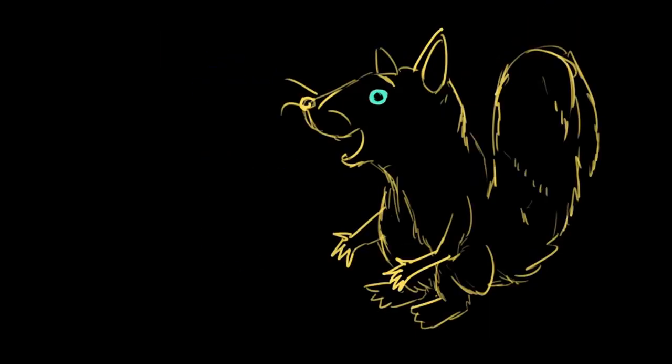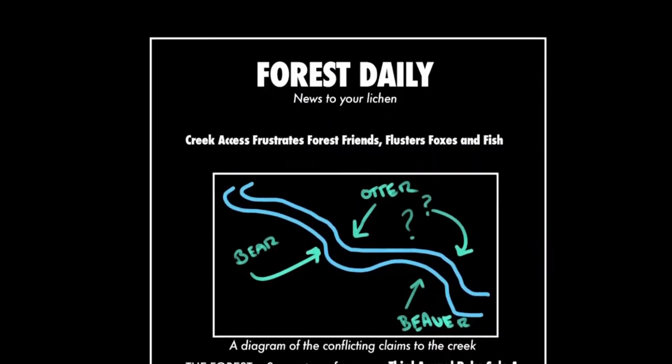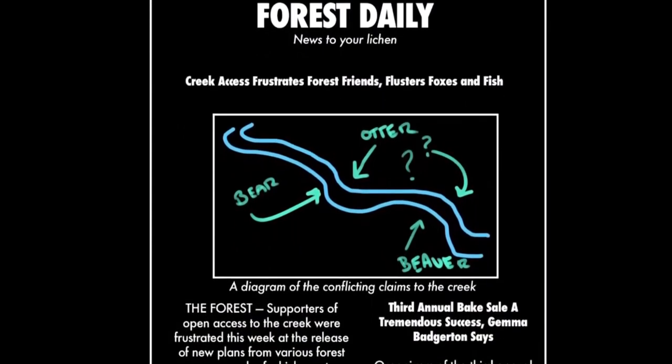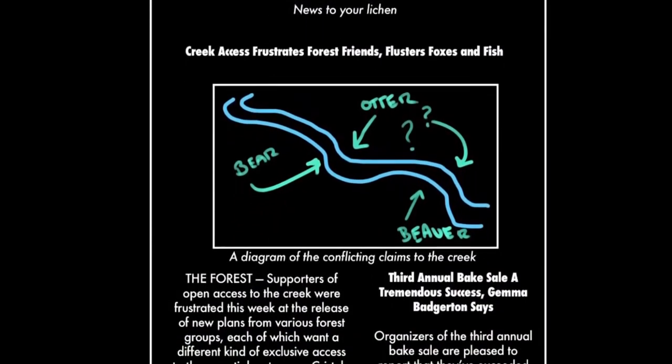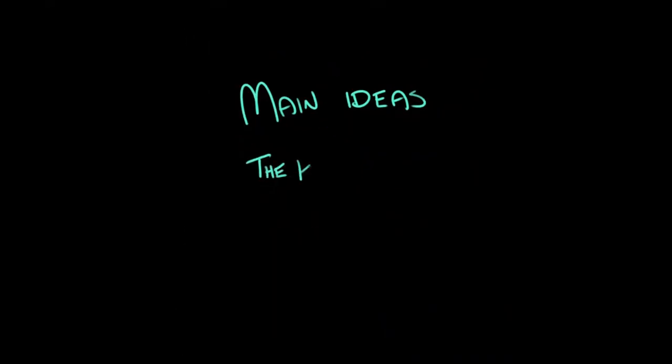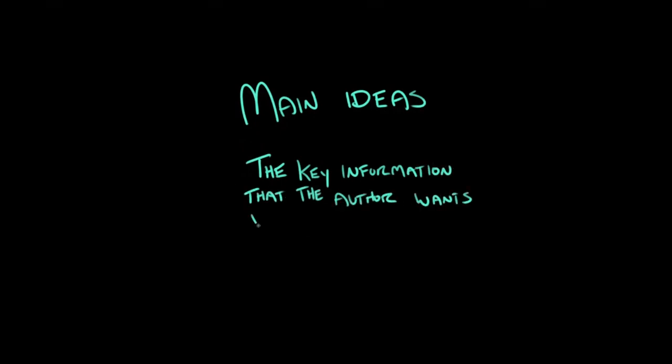Well, okay, I'm working on a school assignment. Squirrels have school? Yeah. All right. Sorry, go on. So I got this newspaper article, and Mr. Badgerton says I have to draw out what the main idea is. How is that different from a summary? Okay, a summary's all the key details of an article or a story, but a main idea is bigger than details. It's what those details add up to. A main idea is the key information that the author wants you to know after you've finished reading the text.